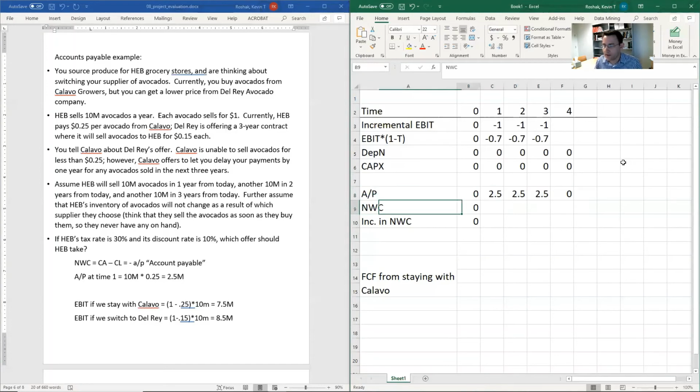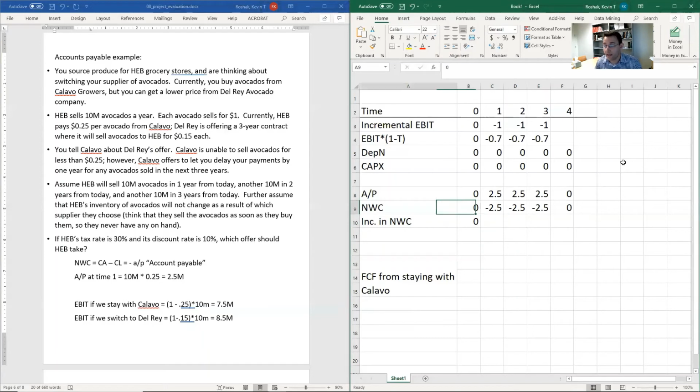What's a little bit different here than in the past example is that the accounts payable is a current liability. So what's happening to the net working capital? Well, net working capital is assets minus liabilities. So the accounts payable is a negative. The net working capital is actually a negative 2.5 million because it's a liability. The accounts payable is a liability.